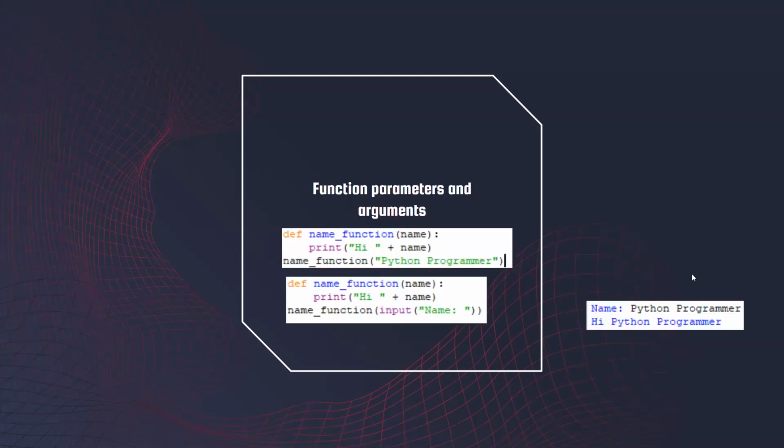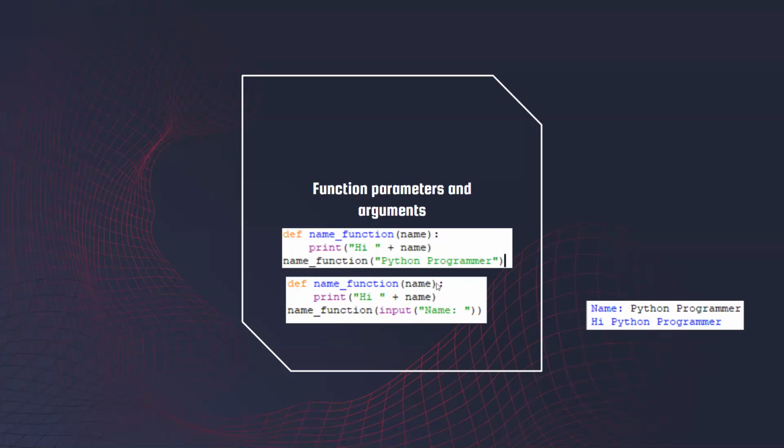So here I have some parameters and arguments. I have a function called name function, and it takes one argument, which is your name, and then it prints hi and the name. So if I call the function and inside the parentheses I put whatever my name is, then it will say hi Python program or whatever the name is.